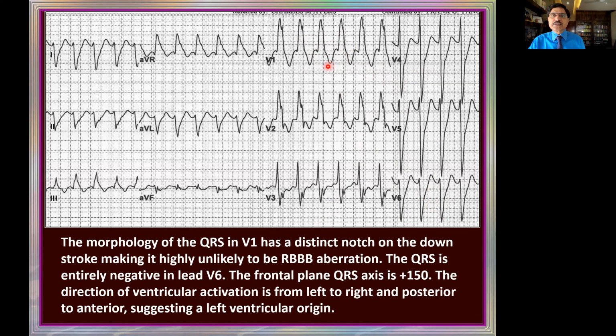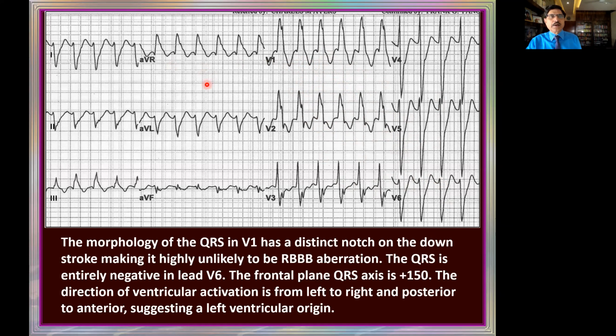That is why, just like a posterior infarction, we are seeing here the R/S ratio more, suggesting, because these are positive, that the current is going towards the right ventricle. That means it is originating in the left ventricle. On the contrary, if this is negative and this is positive, then we expect it is originating in the right ventricle and coming towards the left ventricle, then it is the right ventricular. So this is a left ventricular tachycardia.